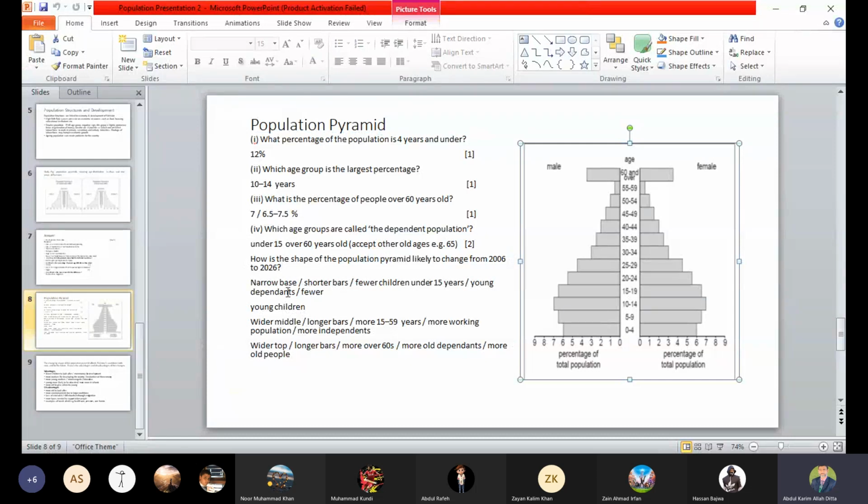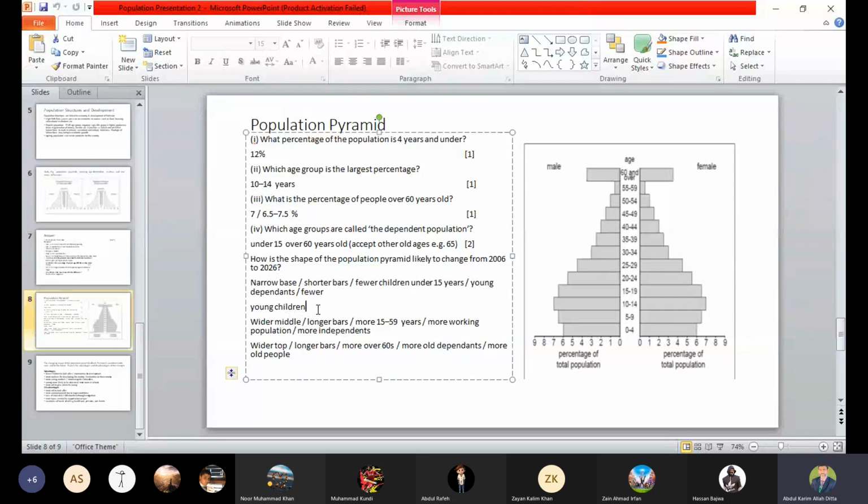You can see that the base is narrow, the bars are shorter, there are fewer children under 15 years, fewer young dependents, because they are the children who have to depend on the country's resources. Now the middle one will be wider, because this population will be over 15 and less than 60.